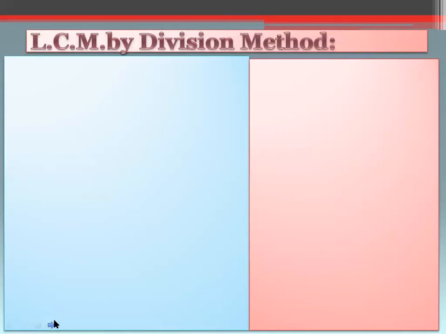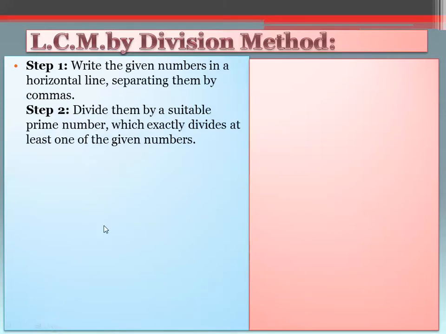That is LCM by division method. Now, last method. This is basically your last method. You have three methods to find out LCM. Number one is LCM by forming set of multiples. Number two is by factorization method. And this is your method number three, that is by division method.